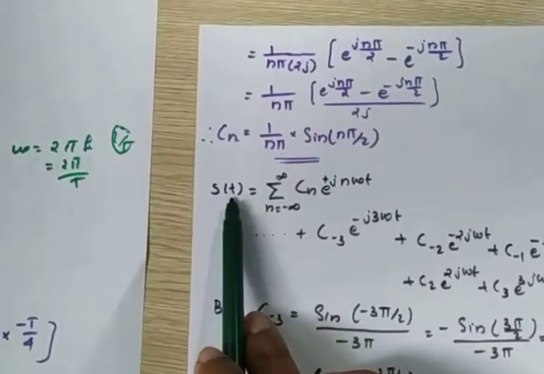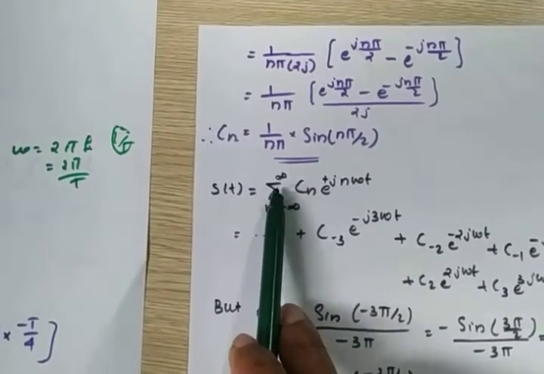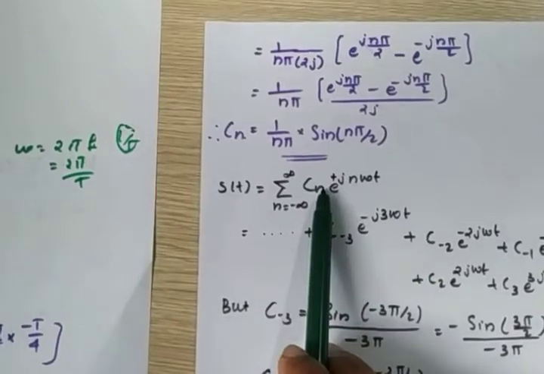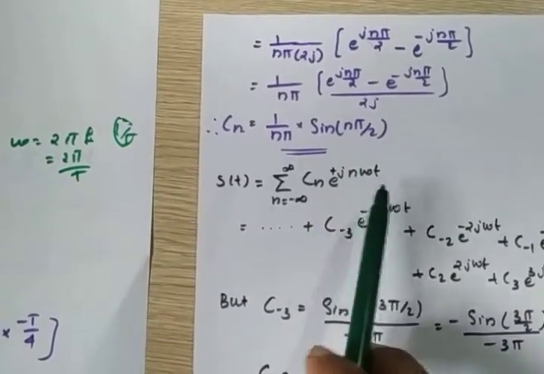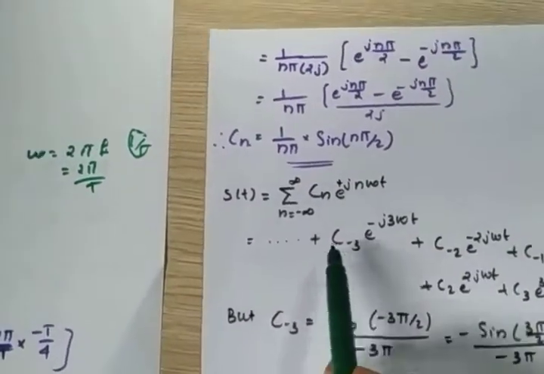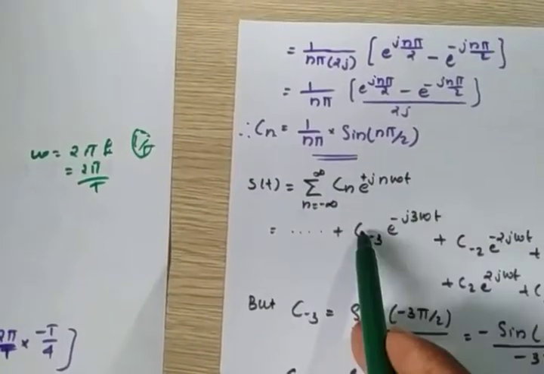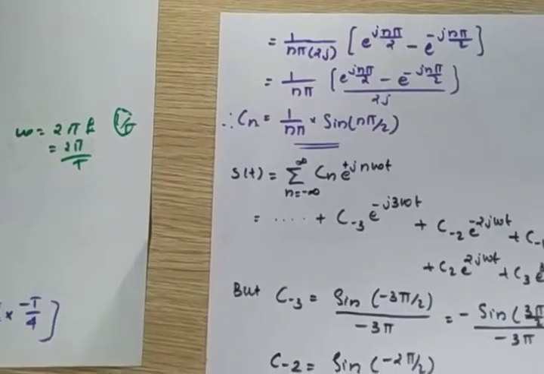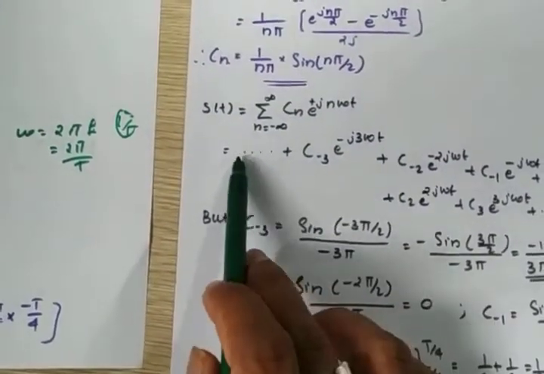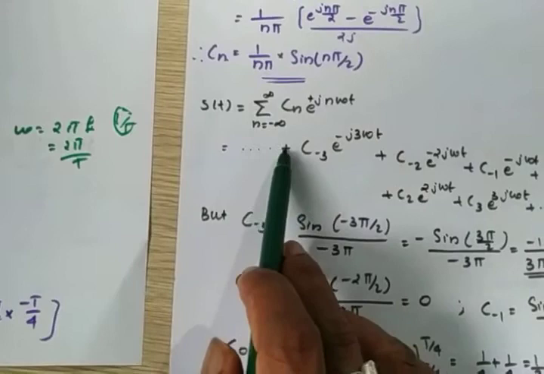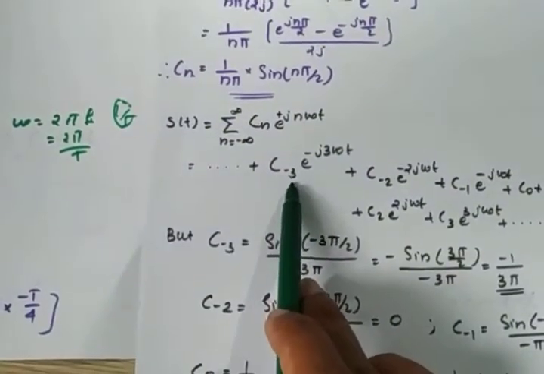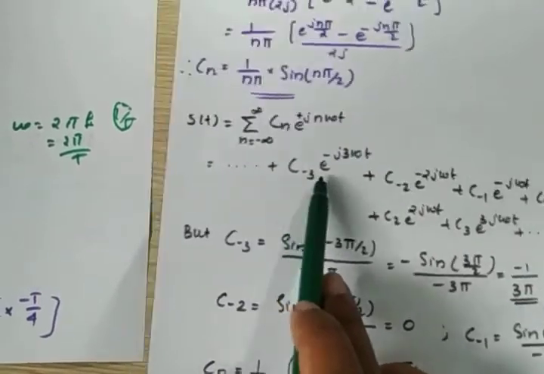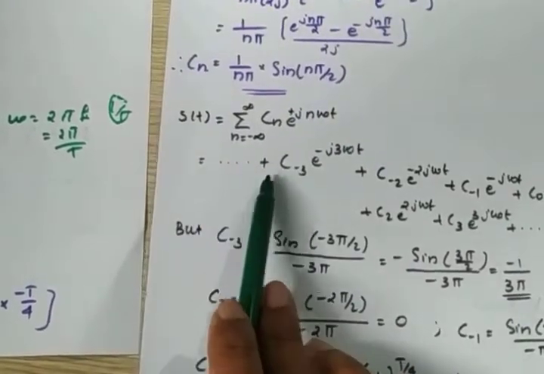Now consider the general equation: S of t is the summation of n varying from minus infinity to plus infinity of Cn e raised to j n omega t. What is the value of Cn? You will substitute the value of Cn here, but before that, just expand this expression first. I am taking from minus infinity, so putting n equal to minus 3, I get C minus 3.